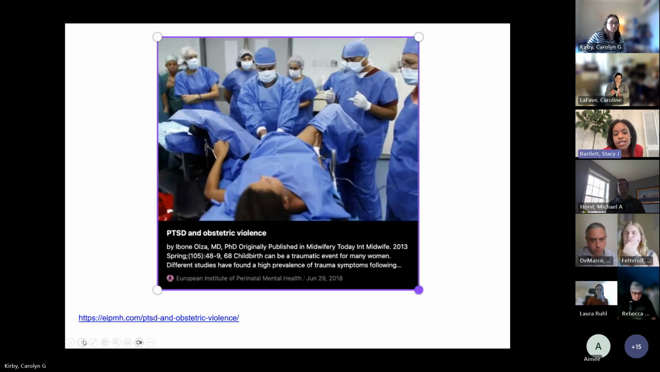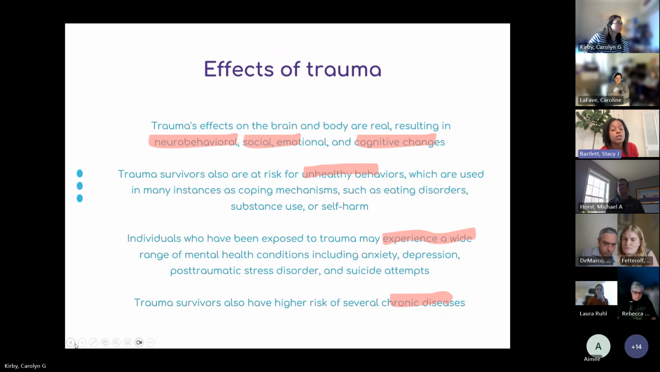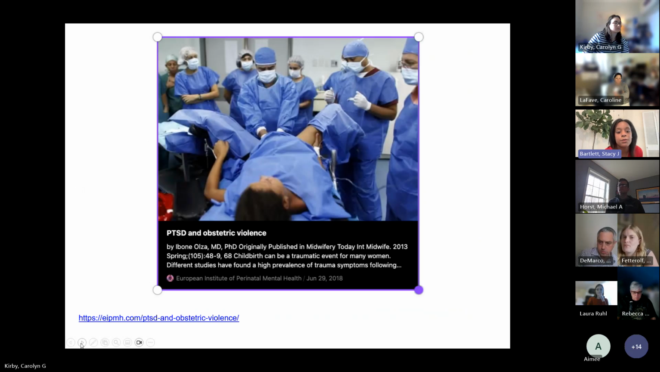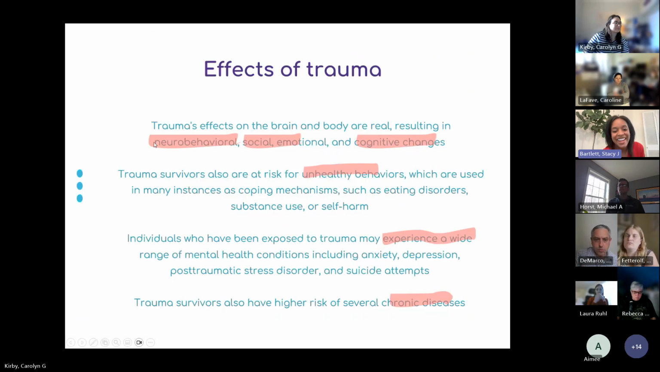Wanted to call your attention to this article. I found it very informative. It's PTSD and obstetric violence. It was published in the European Institute of Perinatal Mental Health's journal. I think it was a useful thing to help frame our discussions with our learners and with our colleagues as well. You're fine, Carolyn, you can go.